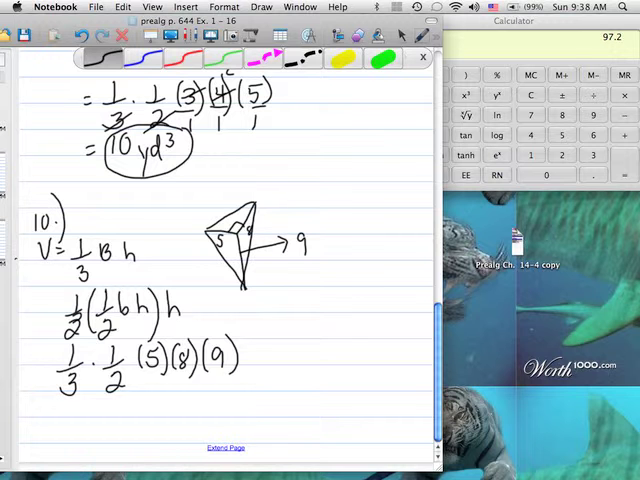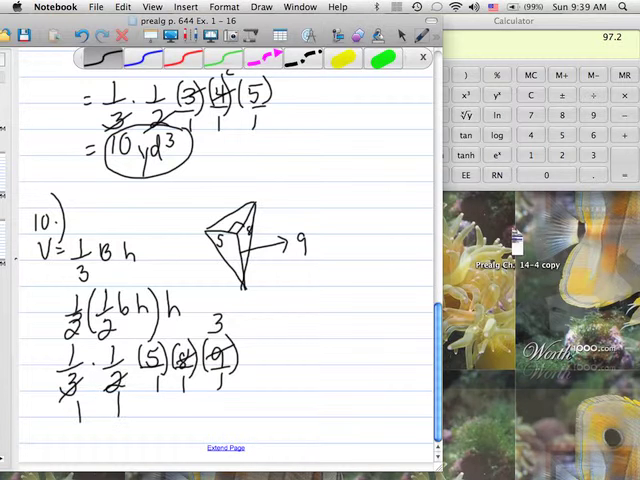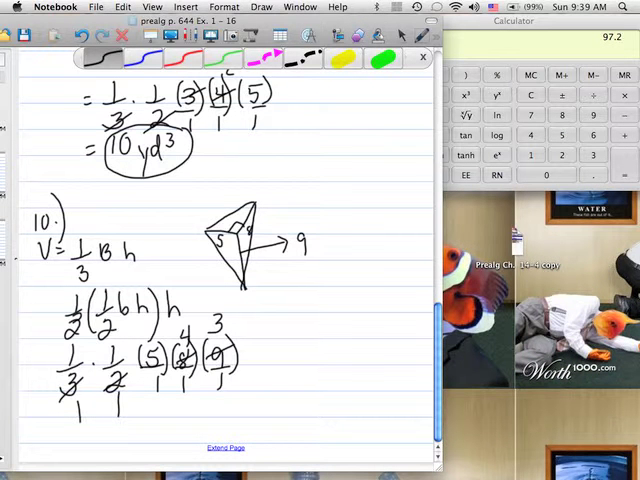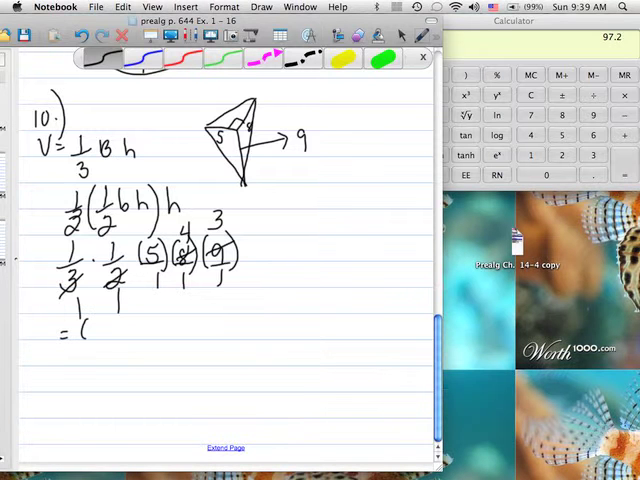Right there. So again, looks like things will cancel out easily. The 3 goes into the 9, 3. The 2 goes into the 8, 4. So we have 5 times 4, which is 20. Times 3, which is 60. So our answer is 60 cubic inches.